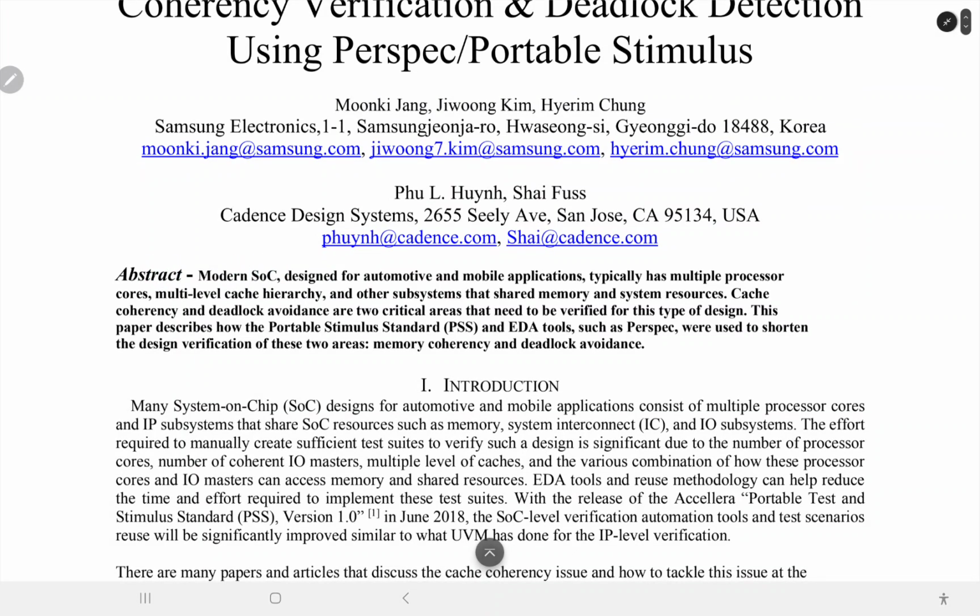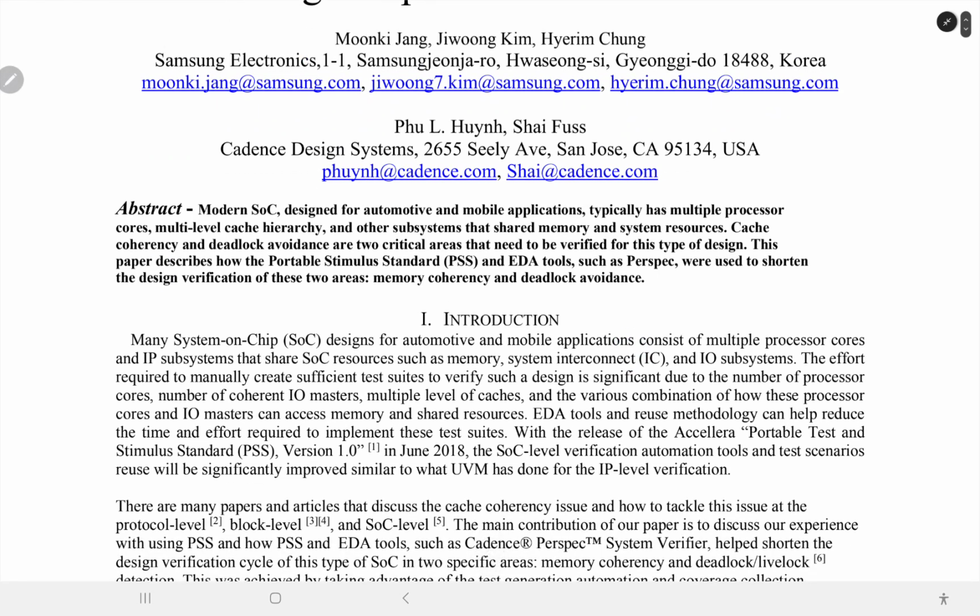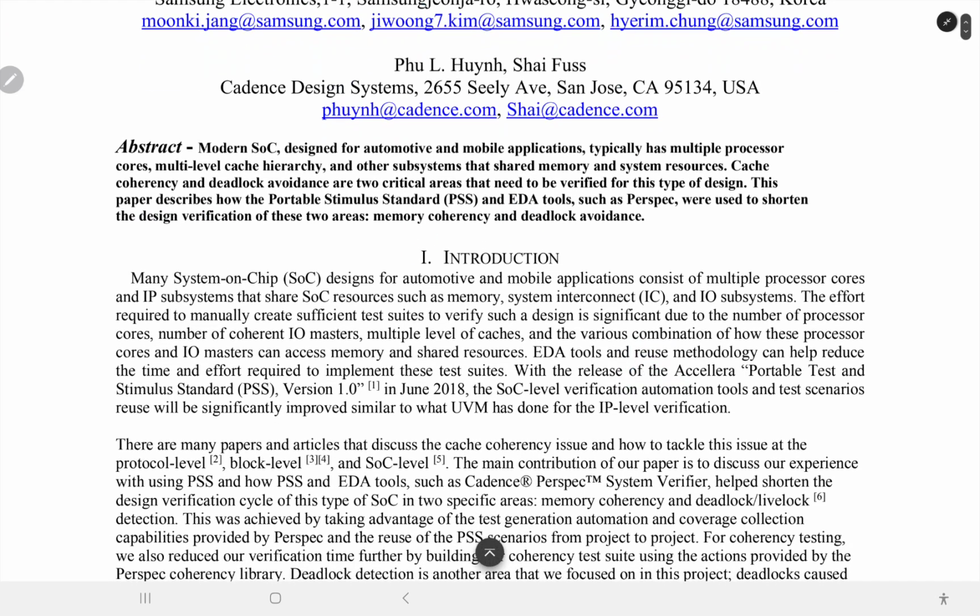Abstract. A modern SoC designed for automotive and mobile applications typically has multiple processor cores, a multi-level cache hierarchy, and subsystems that share memory and system resources. Cache coherence and deadlock avoidance are two critical areas that need to be verified for this type of design. This paper describes how the Portable Test and Stimulus Standard (PSS) and EDA tools, such as Perspec, were used to shorten the design verification of the two areas, memory coherency and deadlock avoidance.